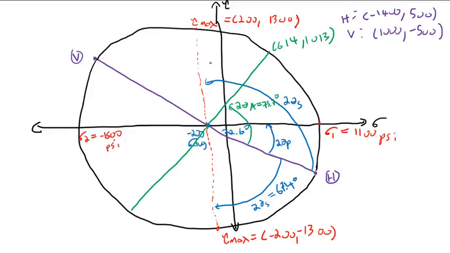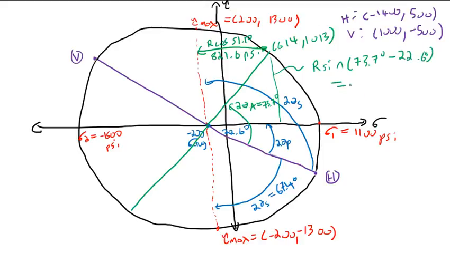Then to get the points, this is 1200 here, from here to here. The distance from here to here is r cosine theta, r cosine of 51.1 degrees, which is equal to 821.6 psi. And the height here is r sine of 73.7 degrees minus 22.6 degrees, which is equal to 1013 psi.